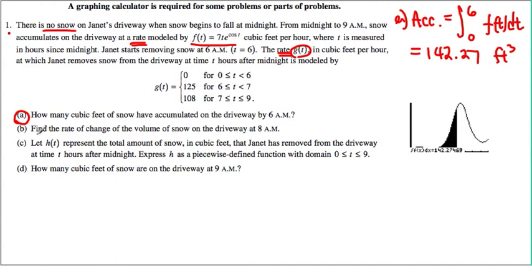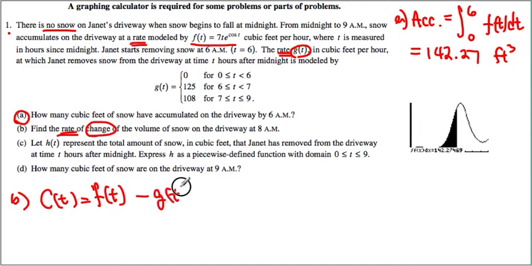Now, find the rate of change. We're talking about the rate of change of the volume of the snow at 8 a.m. Okay, rate of change is governed by two things: how much snow comes down and how much snow is being removed. So in fact, what we are looking for here is part B. I'm going to put it right over here. Change, let me call it C of t, is equal to how much snow is falling, f of t, which is a positive value, minus g of t. The difference between those two.